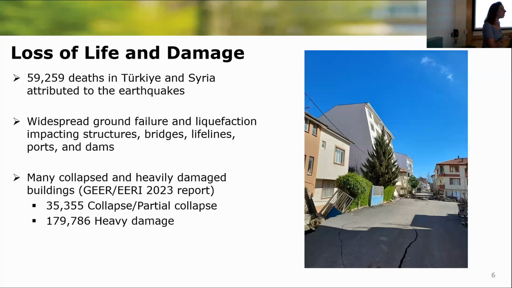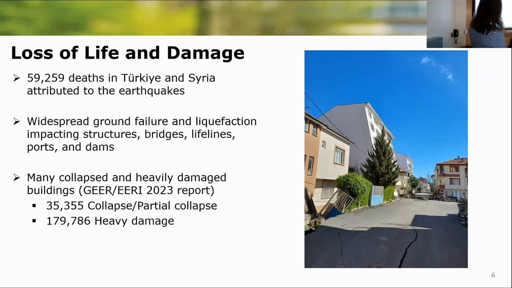A summary of the loss of life and damage that occurred from these events. Almost 60,000 deaths in Turkey and Syria that were attributed to the earthquakes. I pulled this figure off of Wikipedia, so it's not vetted, and I think that a lot of it relies on government reporting. So these numbers very well may be larger.